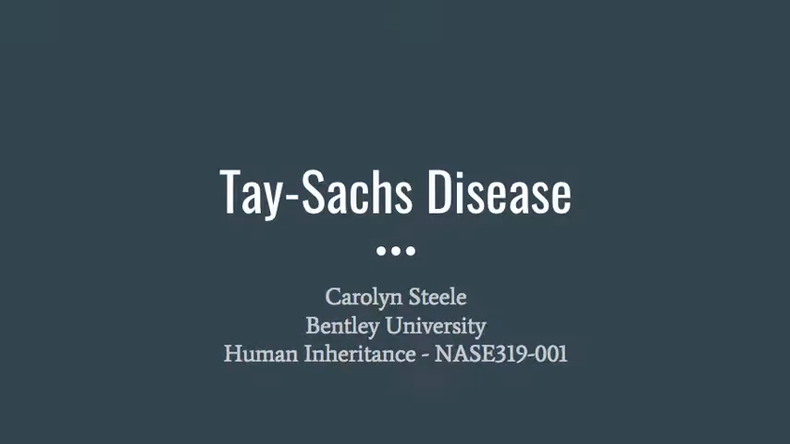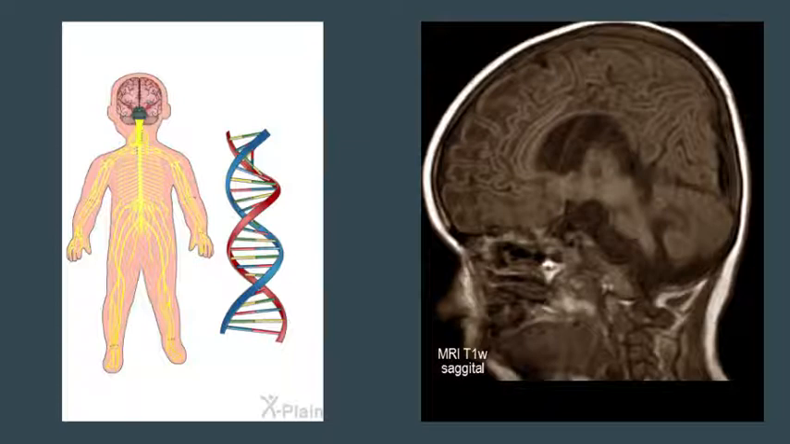I am a current student at Bentley University, and today I will be presenting to you Tay-Sachs disease. Tay-Sachs disease is a rare genetic disorder of the central nervous system that progressively destroys nerve cells. There are three forms of this disease, the most common being infantile Tay-Sachs disease, followed by juvenile and late-onset Tay-Sachs disease, which are much more rare.